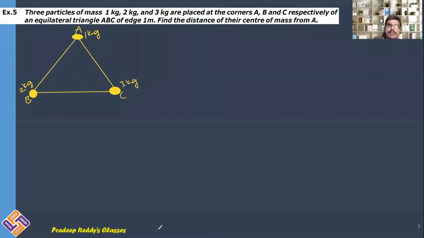Now, these three masses are point masses, and each side is given as 1 meter. You want to find the distance of the center of mass from position A. So we will take this as A, and this is 1 kg, and this as B, and this is 2 kg, right?